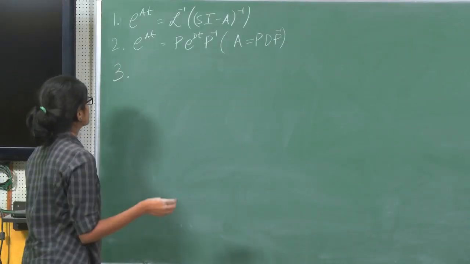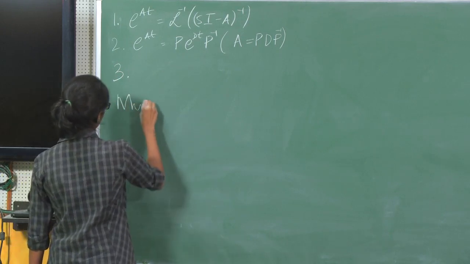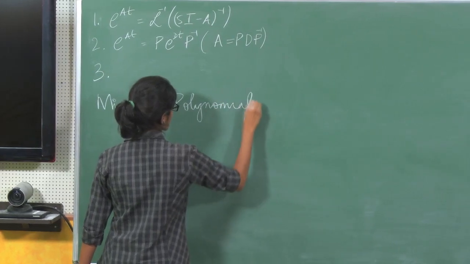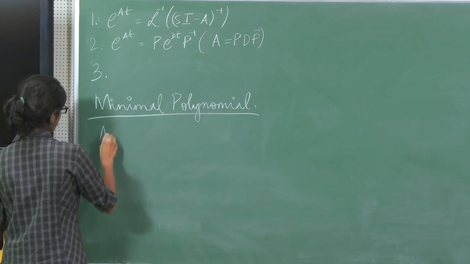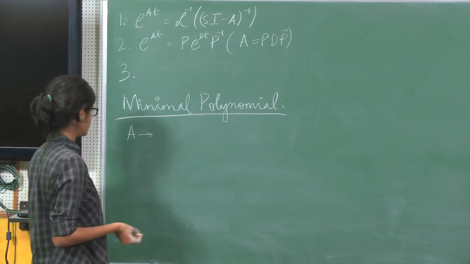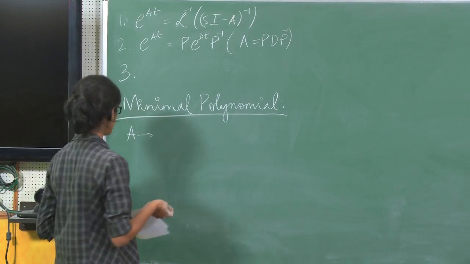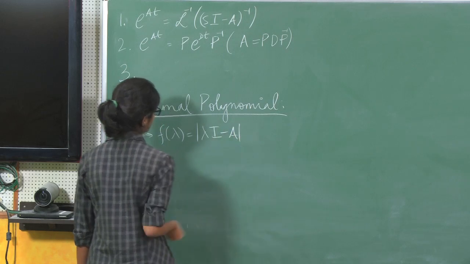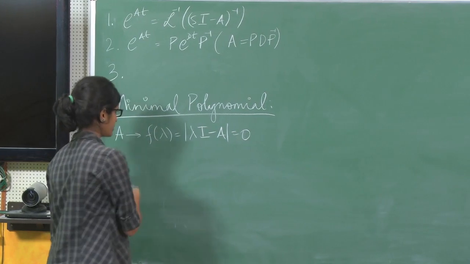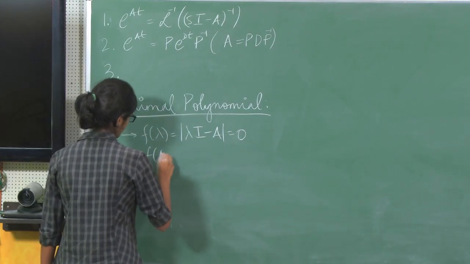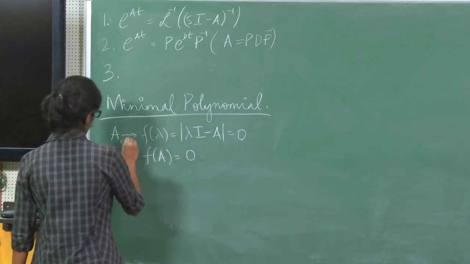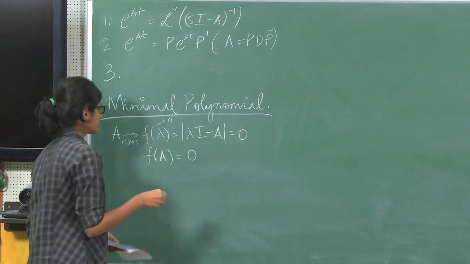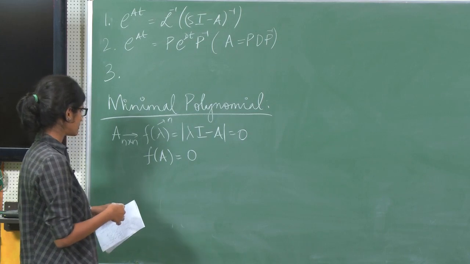So, the third method for computing the matrix exponential is using the minimal polynomial. Now, given a matrix A, from the Cayley-Hamilton theorem, we know that the matrix satisfies its characteristic equation. So, let us say f of lambda equals determinant of lambda I minus A equals 0 is the characteristic equation of the matrix A. So, we know that f of A equals 0. Now, for an n cross n matrix A, this polynomial is of order n. But there could be a polynomial of lower order which the matrix satisfies.